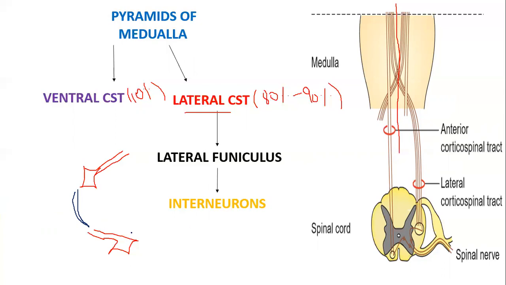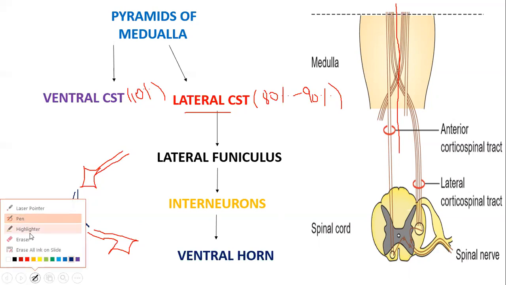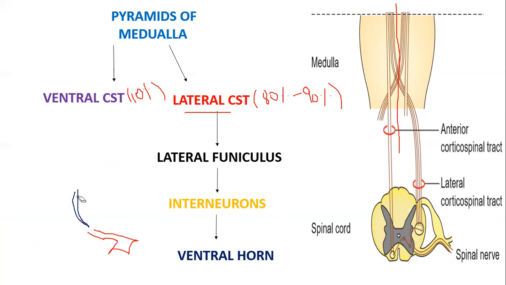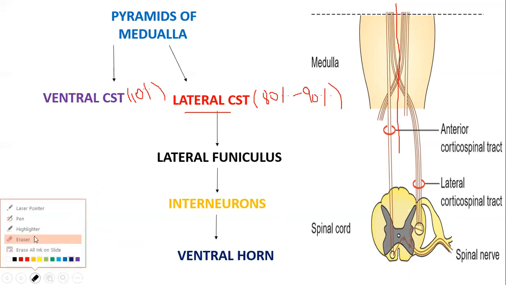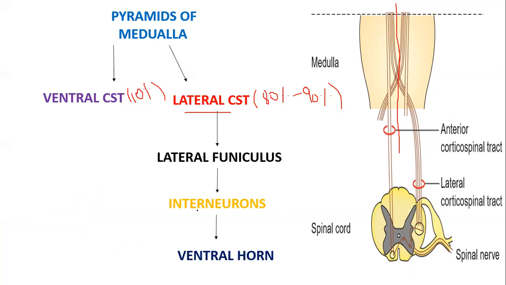So from your lateral funiculus, the fibers are connected to your ventral horn cells by an interneuron. From the interneuron, it goes to your ventral horn. This is the course of your lateral corticospinal tract. Once it is formed, it goes to the lateral funiculus, from the lateral funiculus to the interneuron, and from the interneuron to the ventral horn. So this is the lateral corticospinal tract.